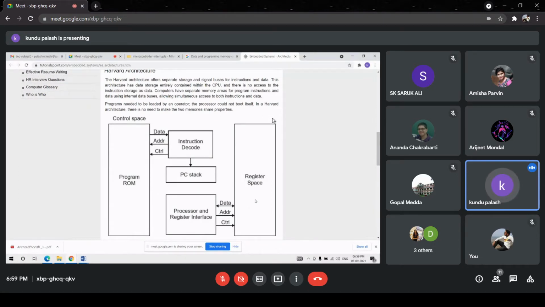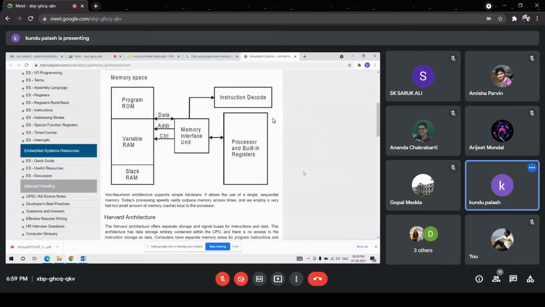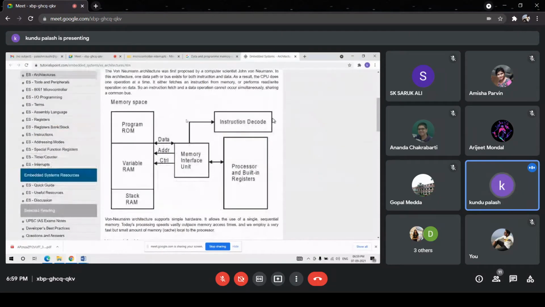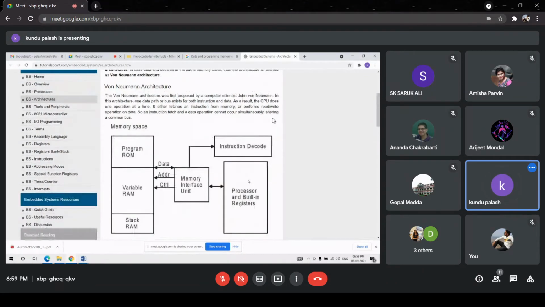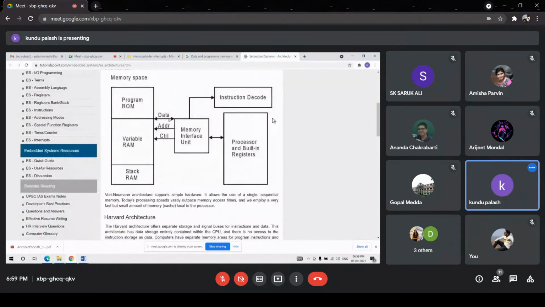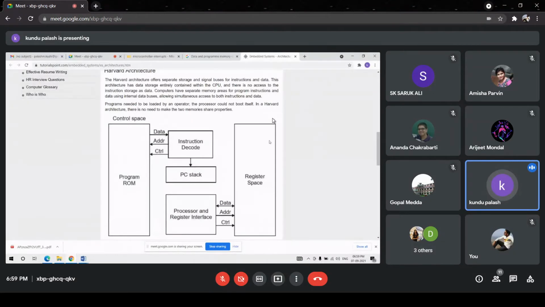So this type of architecture is followed by the microcontroller, called the Princeton and Harvard architecture. Otherwise, normally any microprocessor can follow this architecture, which is called the von Neumann architecture. In von Neumann architecture, only the data, address, and control bus are coming out from the processor CPU. But in Harvard architecture, there are two sets of this bus.